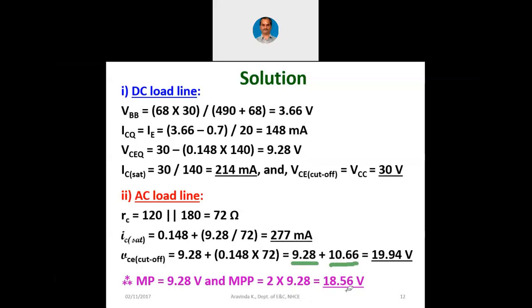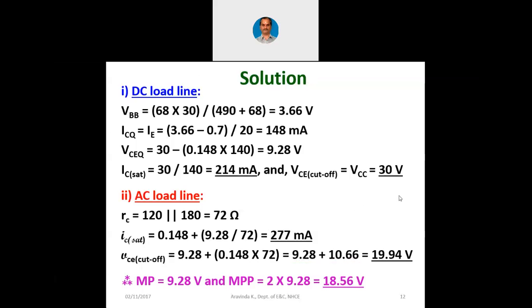And we are getting around 18.5 volts. Even though earlier I told you it has to be approximately 22 volts, it is not the case that way, because in such a case there can be unfaithful amplification at the other side of the waveform. Fine. Let me proceed now.